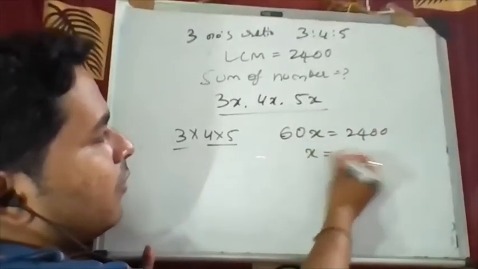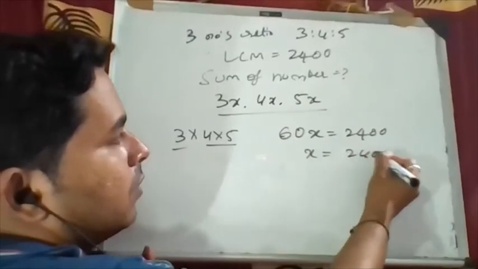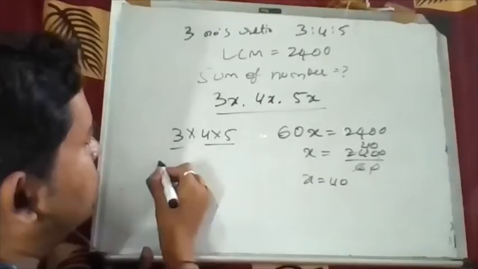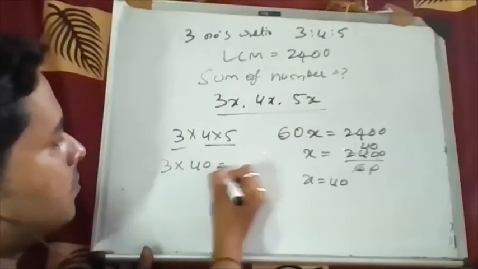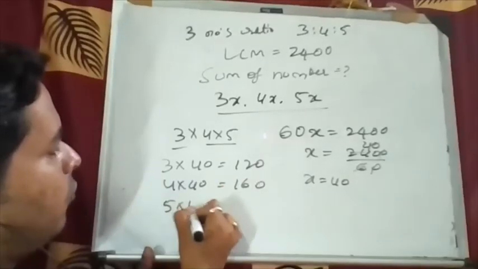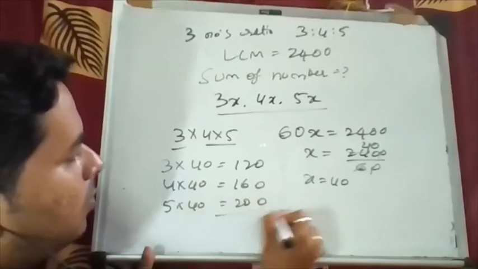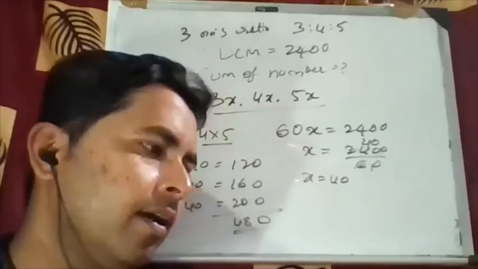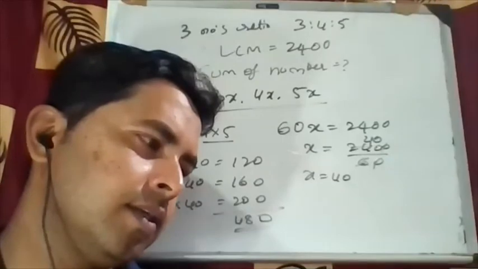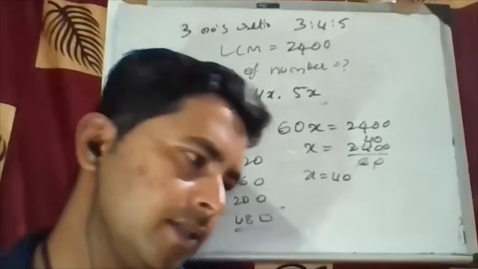Then I'll get the x value as 240 by 60. Okay. I'll get 40. So x will be 40. So my values will be 3 into 40 is 120, and 4 into 40 is 160, and 5 into 40 is 200. Add all these numbers. 480 is the answer. 480 is the answer. Correct one? Yes, sir.